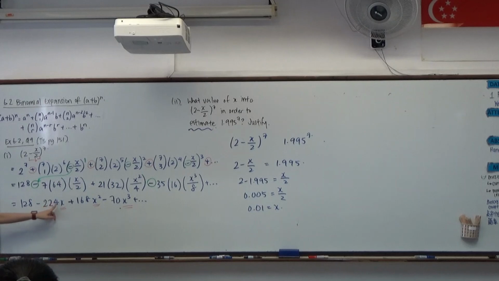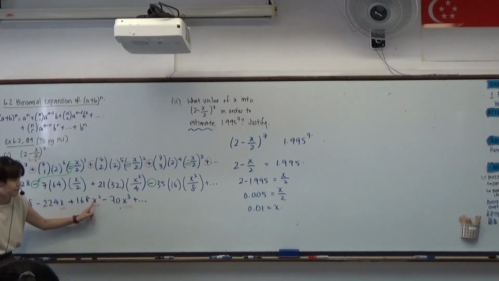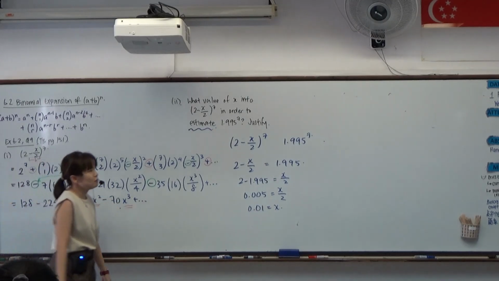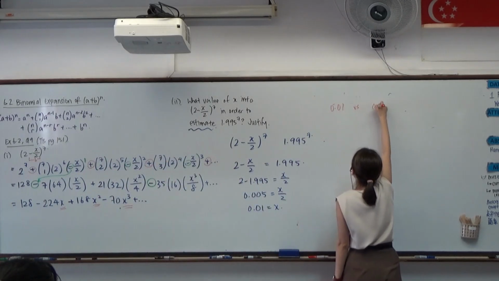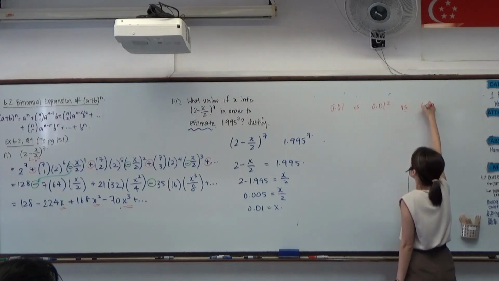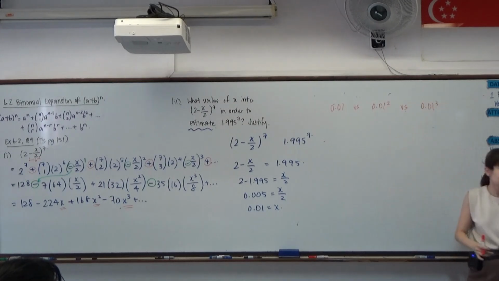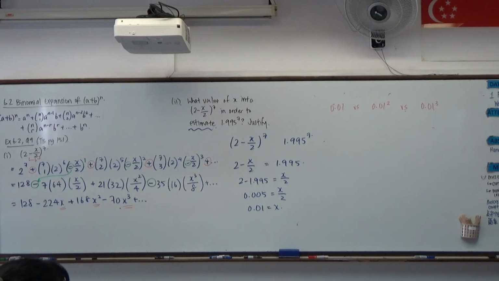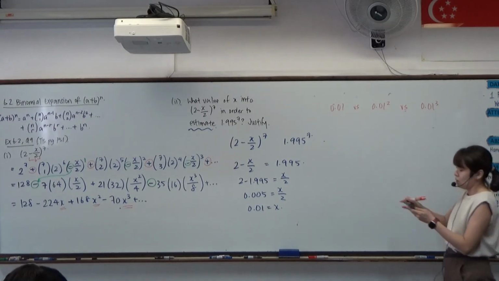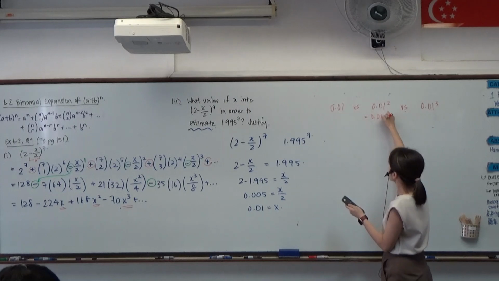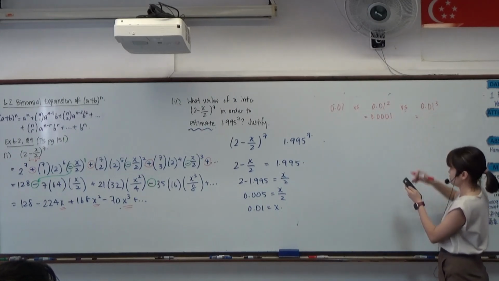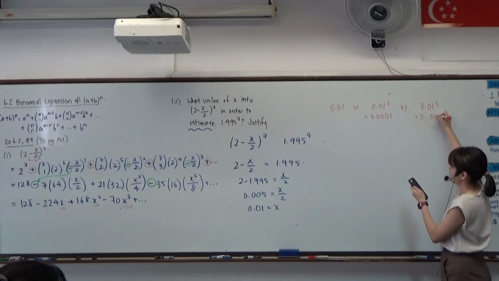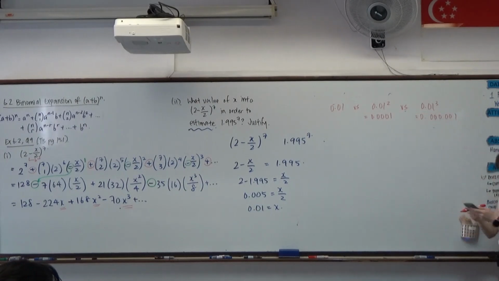Okay, notice that the value of x increases in powers over here. So if you were to think about 0.01 versus 0.01 square versus 0.01 cube. If you just key that into your calculator, let me just key that in as well. We find that this is 0.0001 and this is 0.000001. Okay? So what do we understand about this?